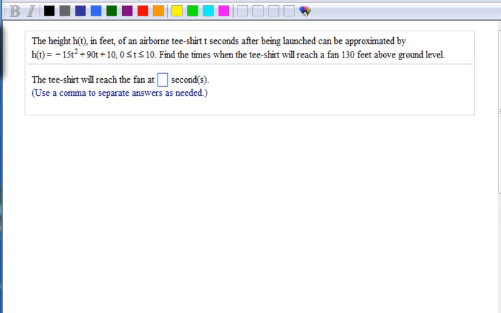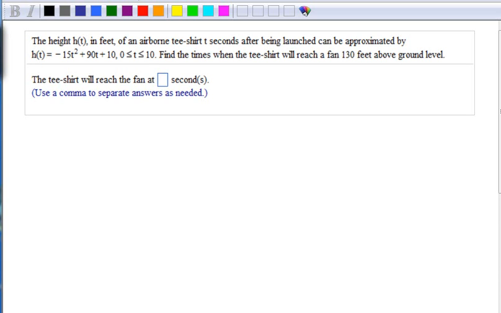In this video, we're going to look at an object being launched into the air. So let's go ahead and read this first. The height h of t, by the way, that's in functional notation, in feet, of an airborne t-shirt t seconds after being launched can be approximated by h of t, there's a formula, negative 15t squared plus 90t plus 10, where t is between 0 and 10. That means that t is time in seconds, so that the time is between 0 and 10 seconds.